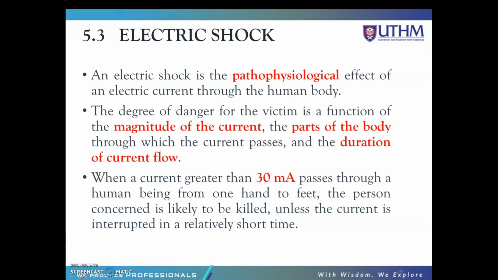Okay, so when a current greater than 30 milliamps passes through a human being from one hand to feet, the person concerned is likely to be killed unless the current is interrupted in a relatively short time. So only 30 milliamps can kill human beings. So you have to be careful with the electric current.